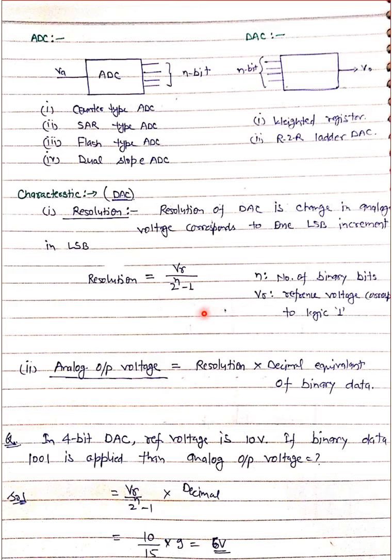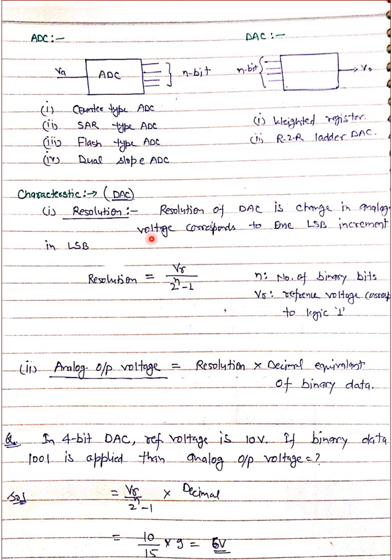The second characteristic or parameter is analog output voltage. Analog output voltage is given by the resolution of the DAC into the decimal equivalent of the binary data. So you have to remember those terms, what is the resolution and analog output voltage for a DAC circuit.